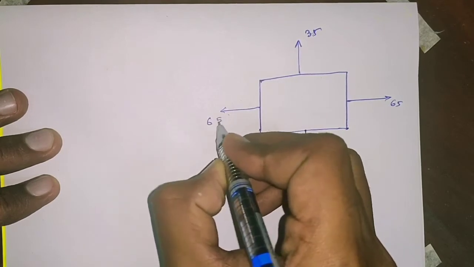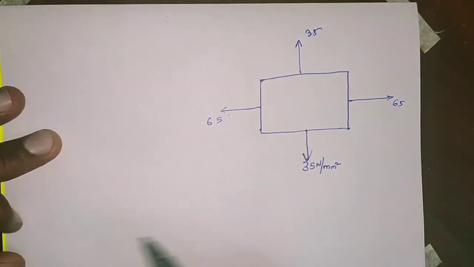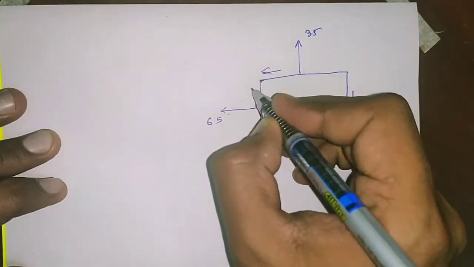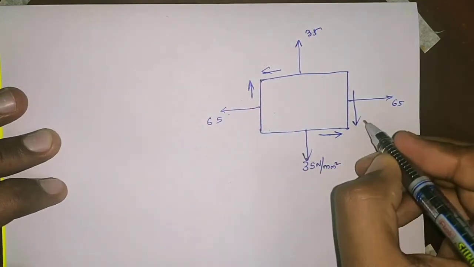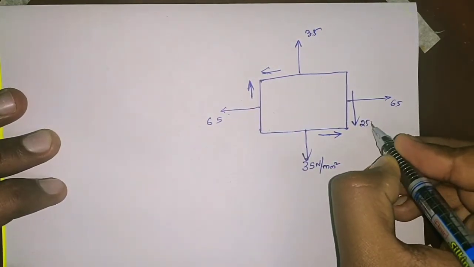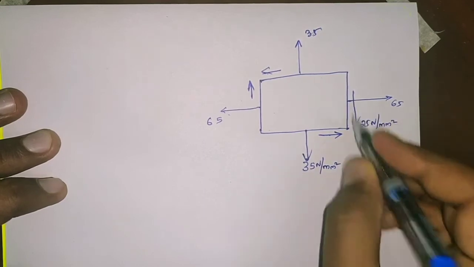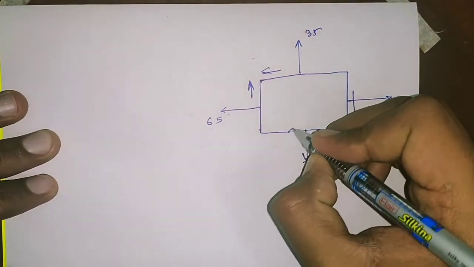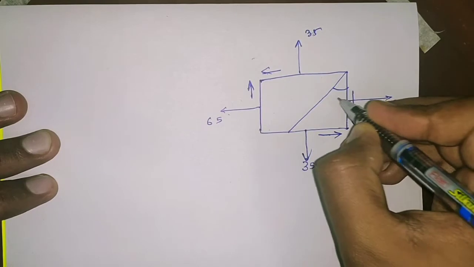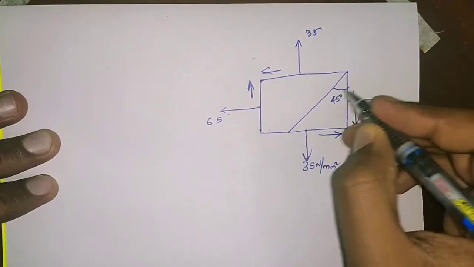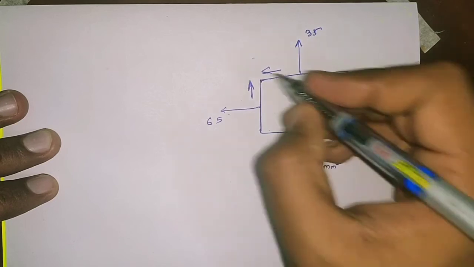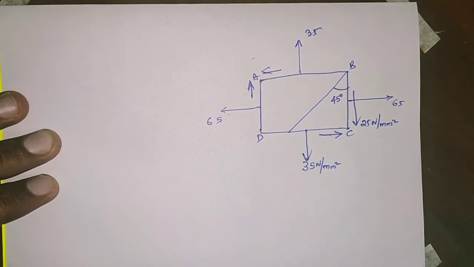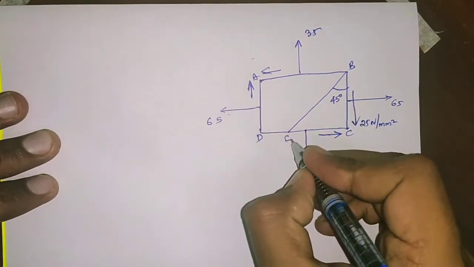All stresses are in Newton per mm square. Shear stress is acting, equal to 25 Newton per mm square. All shear stresses are 25 Newton per mm square. So the question is to calculate the normal stress and shear stress on a plane at an angle of 45 degrees with this. So here I am taking this as A, B, C, D. This is plane E.